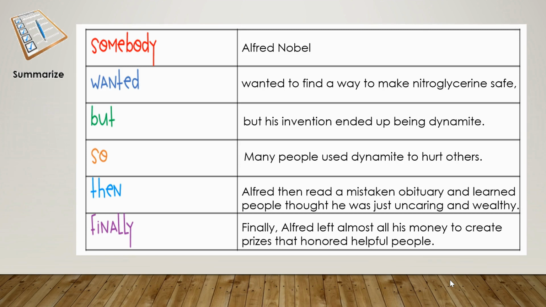So my summary, in just a couple of sentences, gives you the general idea or the order of events in what happened in our story. Alfred Nobel wanted to find a way to make nitroglycerin safe, but his invention ended up being dynamite. Many people use dynamite to hurt others. Alfred then read a mistaken obituary and learned people thought he was uncaring and wealthy. Finally, Alfred left almost all of his money to create prizes that honored helpful people.